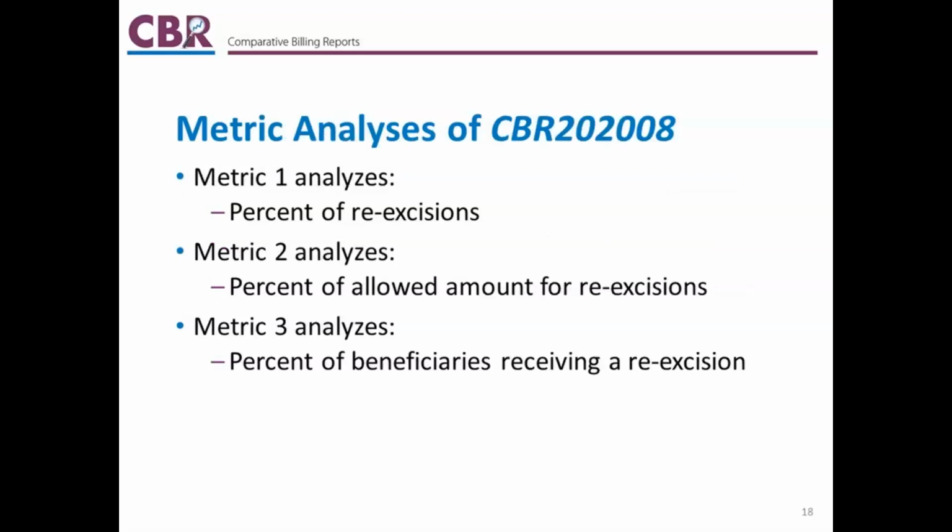Metric 1 analyzes the percent of re-excisions. This metric tells us of all the total excisions performed by the provider, what percentage were re-excisions? Using the threshold rate suggested in the journal article referenced in the CBR introduction, we assume that a lower percentage rate of re-excisions would be beneficial to the beneficiaries.